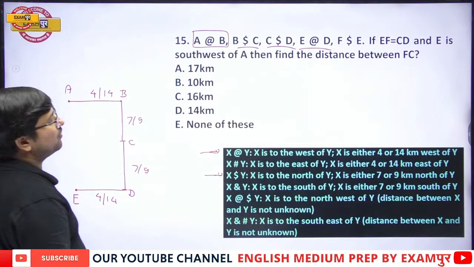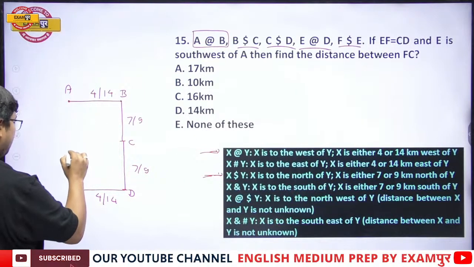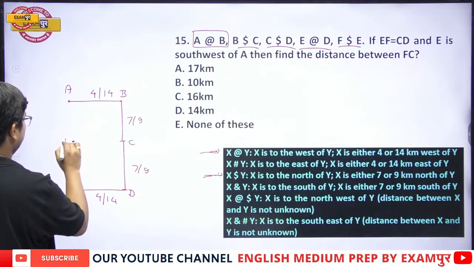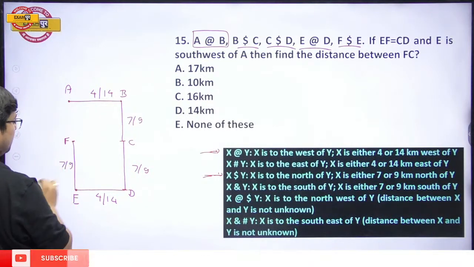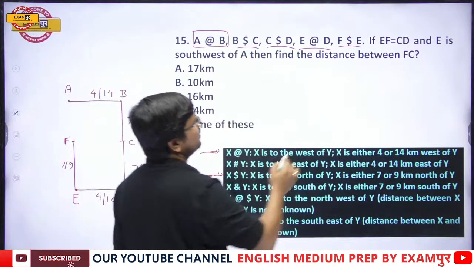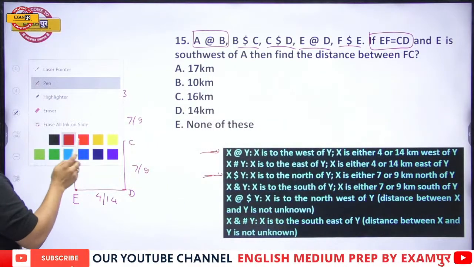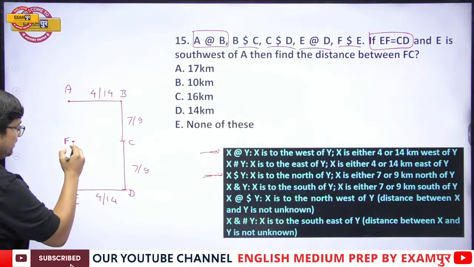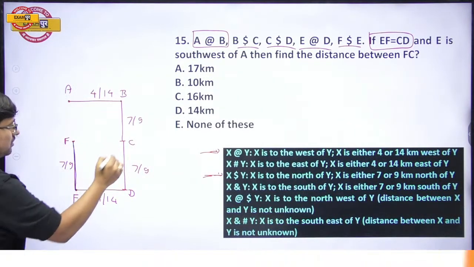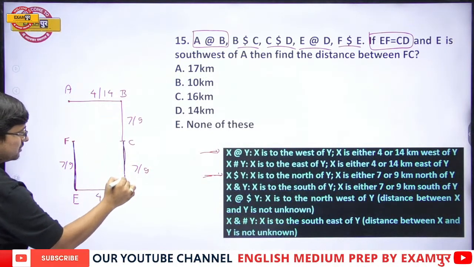Now, F $ E means F is north of E, 7 or 9. But now see, a very important thing is given: EF is equal to CD. That means if this distance is 7, then this distance is also 7. Or if this distance is 9, then this distance is also 9.